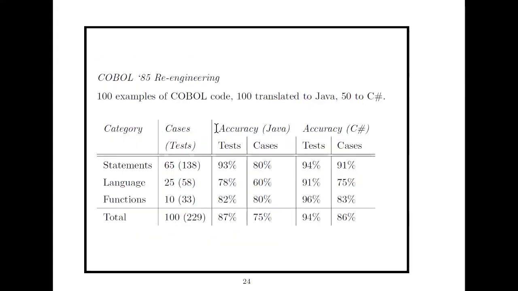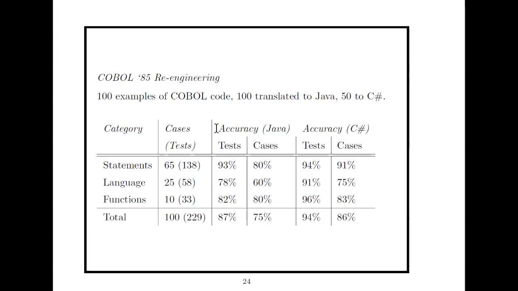For our second case study, which is COBOL, we have 100 examples of COBOL code translated to Java, while 50 have been translated to C#. As you can see, we have compared the accuracy of the first version in Java to the C#. Also, we have 3 different categories for the COBOL: the statements, language, and functions. Also, we have cases and tests as well.